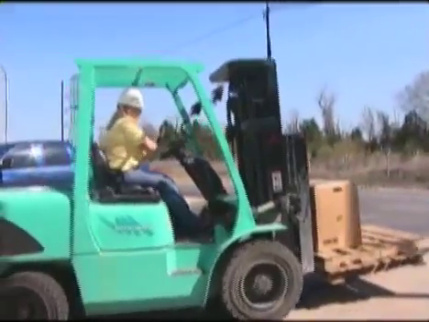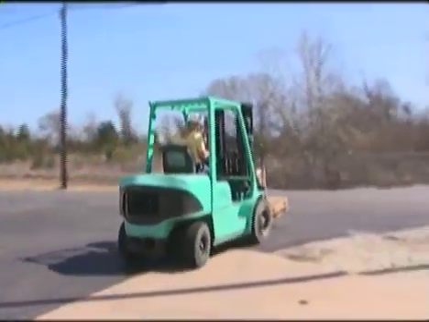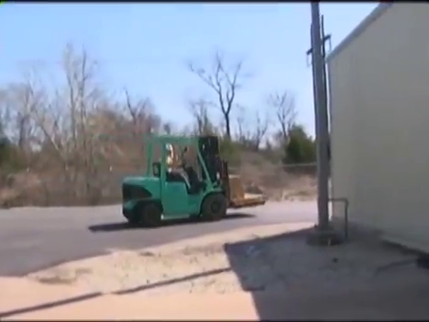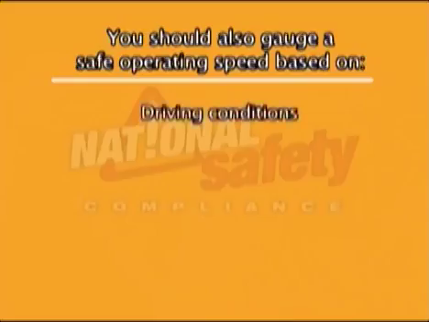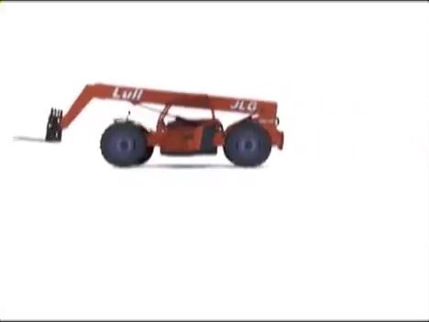Always maintain a safe speed. Forklifts should never be driven faster than would allow for a safe stopping distance. The maximum safe speed should be equivalent to a fast-paced walk. You should also gauge a safe operating speed based on driving conditions, pedestrians, and loads. When following behind another forklift, maintain a distance of 3 truck lengths.